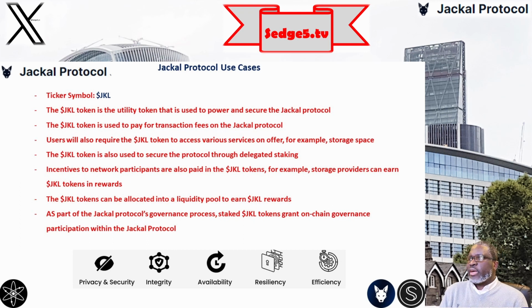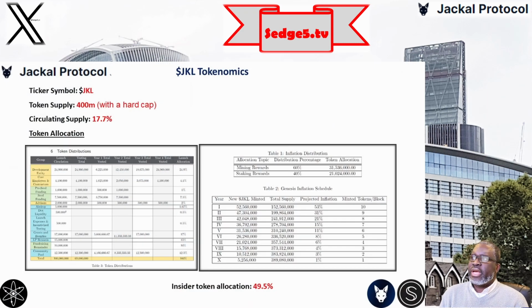So let's move on to tokenomics for JKL protocol. Ticker symbol JKL. Token supply, 400 million with a hard cap. Circulating supply, 70.7 million or 17.7%. Let's look at some of the token distribution. This is slightly messy, but we'll try our best to tie it together and provide some clarity.